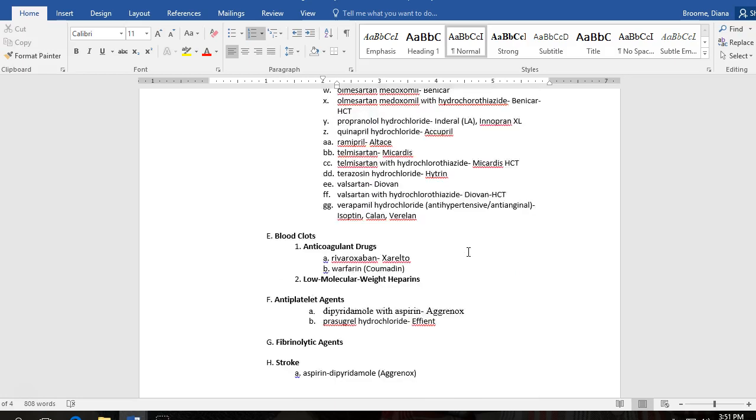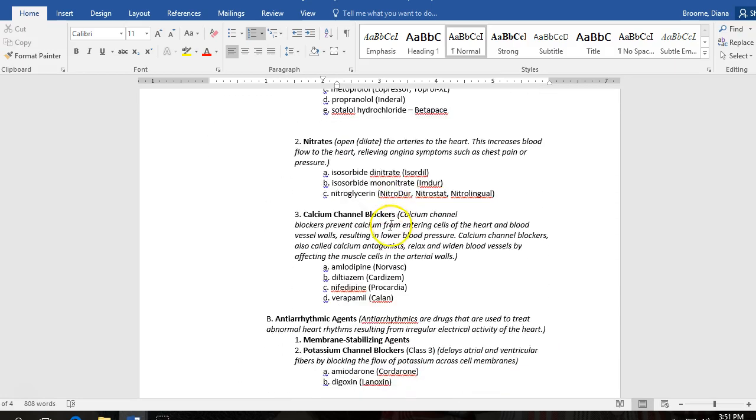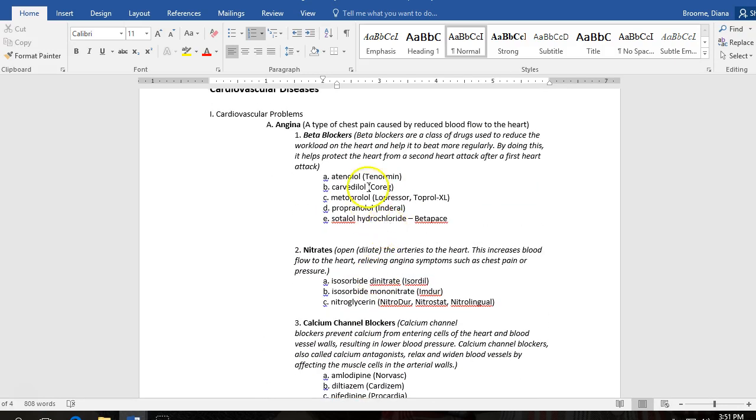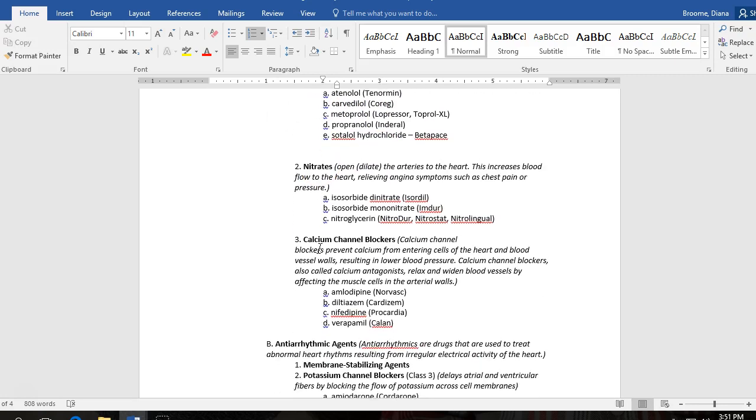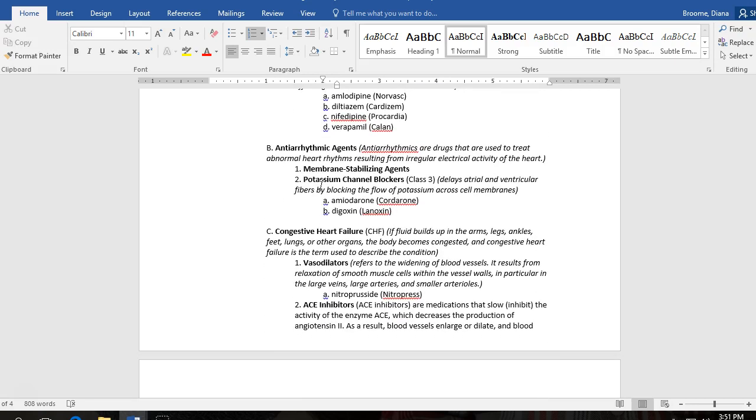Okay, so to go back up here, because I want to make sure everyone is clear. If I ask you questions, I could ask you a question on your quiz for cardiovascular on what does angina mean, or what is a beta blocker. I could ask you what is the brand or the generic names. I could ask you about nitrates.